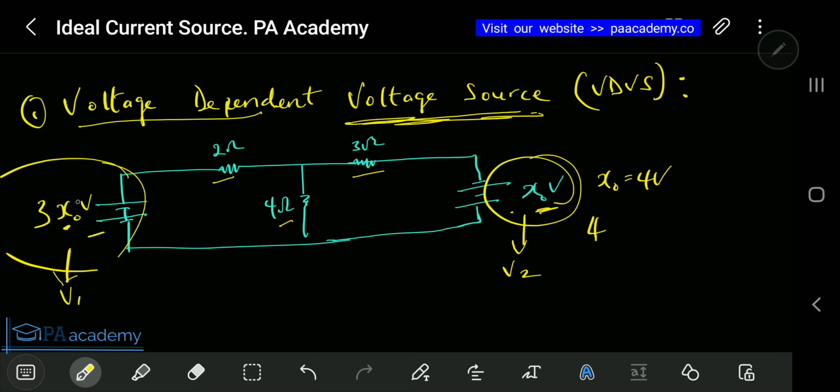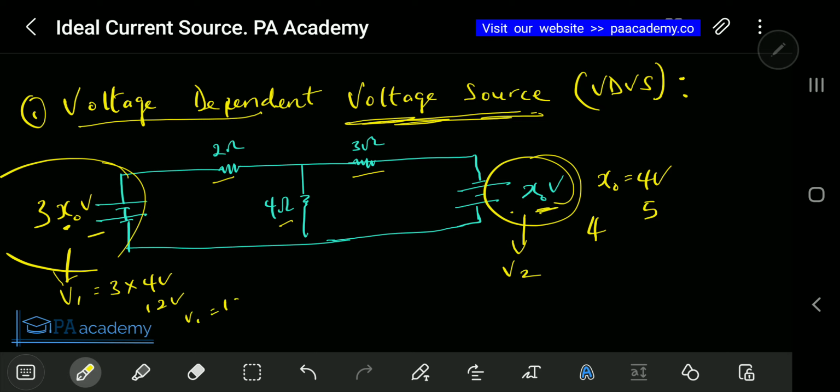Exactly. So that means the voltage here at our V1 would then be 3 times 4 volts, and that will just give us 12. So what does that mean? That means if S naught changes to 5, our V1 will change to 5 times 3, which is 15. So you can see that the value of the voltage source here is depending on the value of X naught here. So we can call it a voltage dependent voltage source. Exactly. So the value of this voltage is depending on what? Another voltage. Are we good? So that's it. Now let's go to the next one.